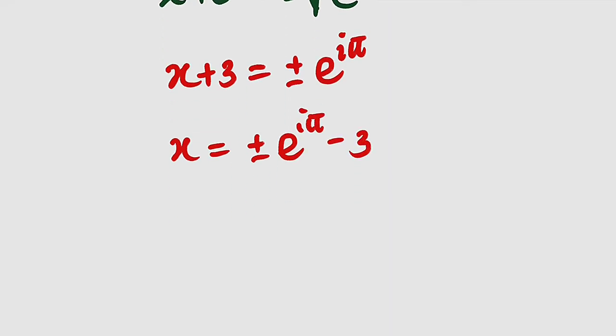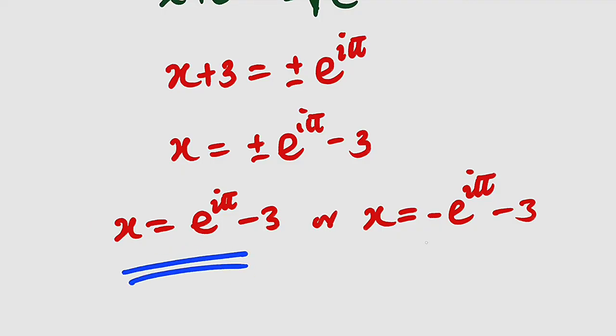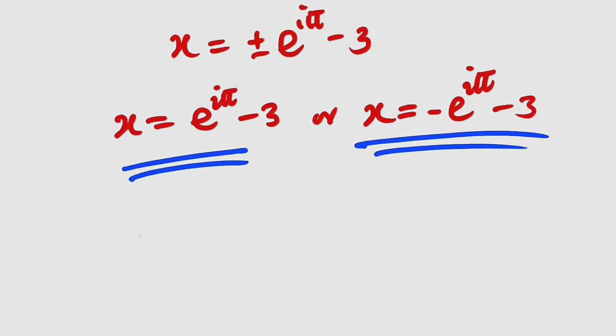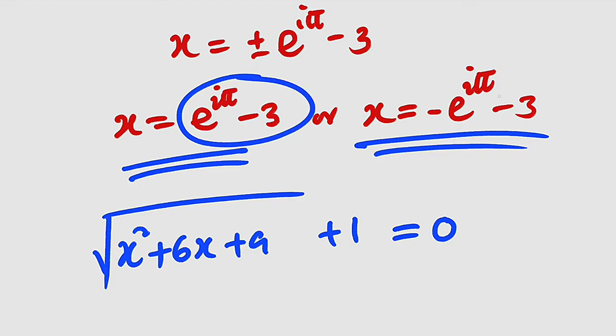And hence this is the solution to this problem, which we can split as x either equal to plus e to the iπ minus 3 or x equal to negative e to the iπ minus 3. And hence we say that we have two solutions for this problem. But we can test it in the main equation. Our main equation is the square root of x squared plus 6x plus 9, then plus 1 outside. Will this be equal to 0 if x is either equal to this or this?